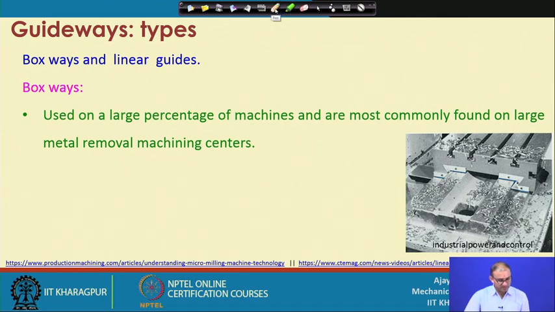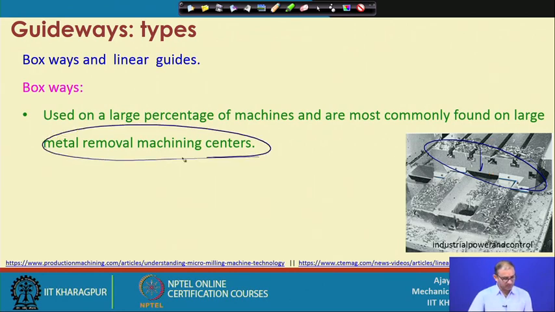Why is it so? Because it has a large load carrying capacity. If you see the size of this particular table which is moving on top of this slide, it is very heavy, and on top of that again you are putting a workpiece and then you start machining. So, there is static loading from this workpiece as well as the slide, and when you do machining, forces occur because of the machining also. So, it is mostly used for the large metal removal machining processes where the size of this component and the machining forces are very large.